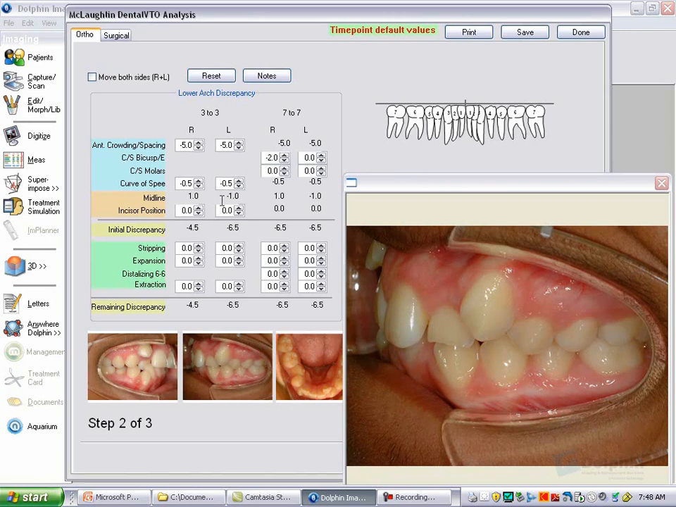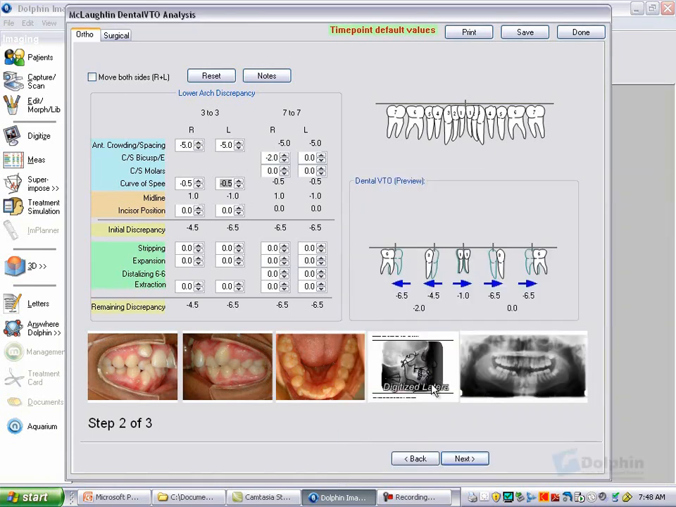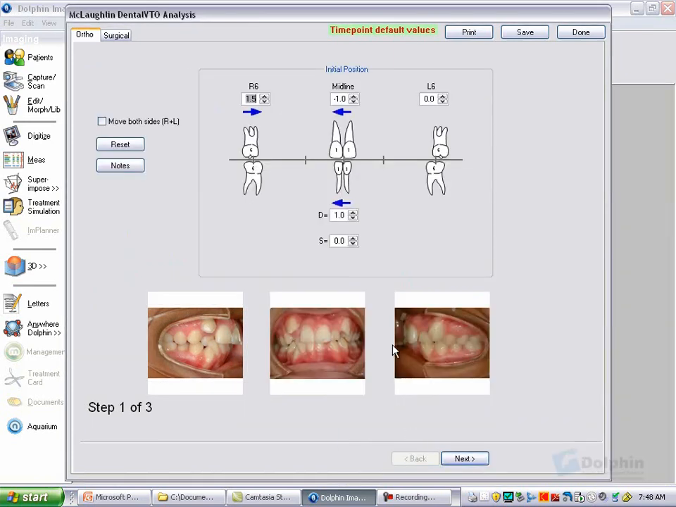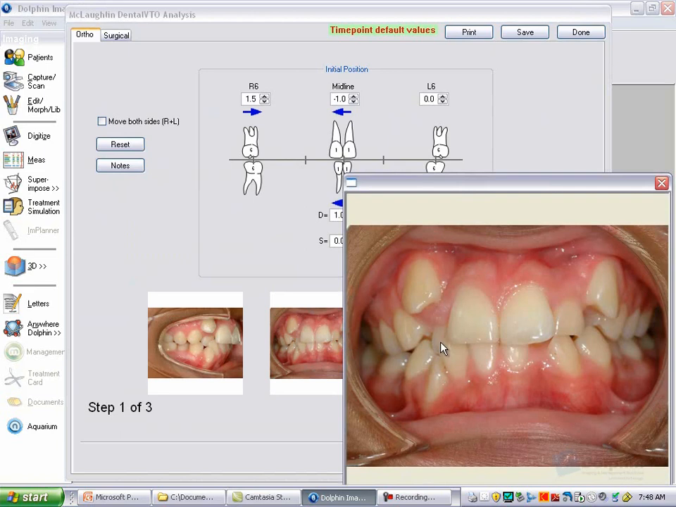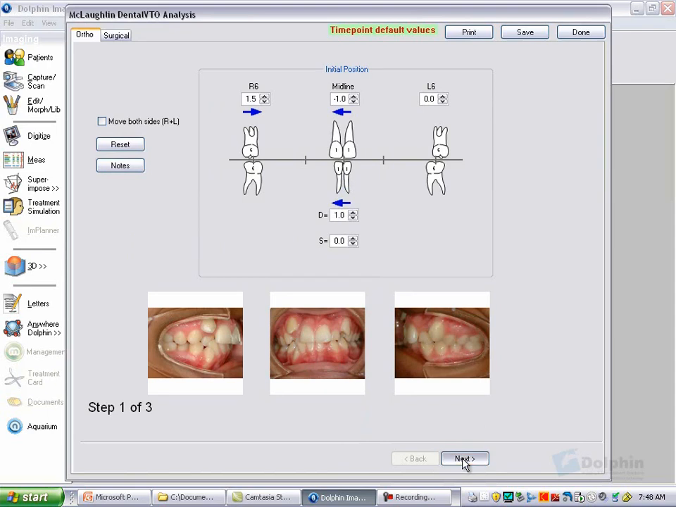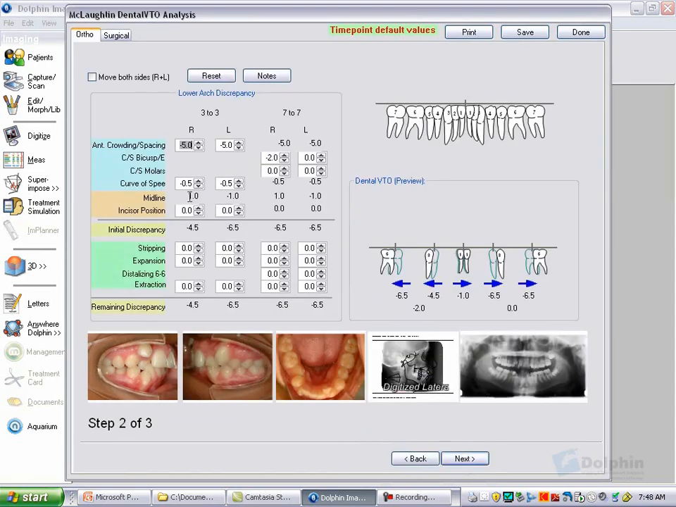The midline has been automatically recorded. If we go back to chart 1 for just 1 second, we've noted that both midlines are off 1 millimeter to the right. The lower arch is 1 millimeter to the right, and in correcting that, we are going to need to move the midline back to the left. We will need a millimeter on the left side, which is a -1, and we'll gain a millimeter on the right side, which is a +1. So that has automatically been recorded in the chart.